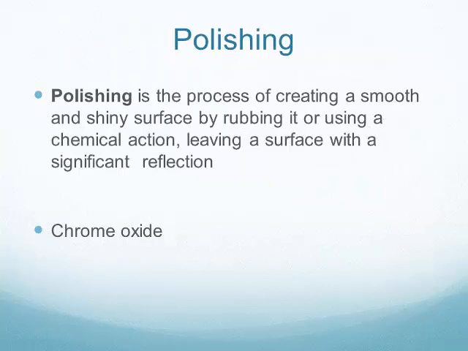After grinding is polishing. Polishing is the process of creating a smooth and shiny surface by rubbing it or using a chemical reaction, leaving a surface with a significant reflection. Chrome oxide is what we use to polish the sample.